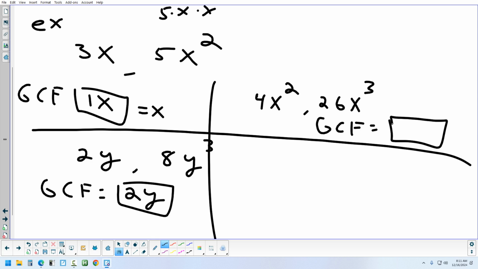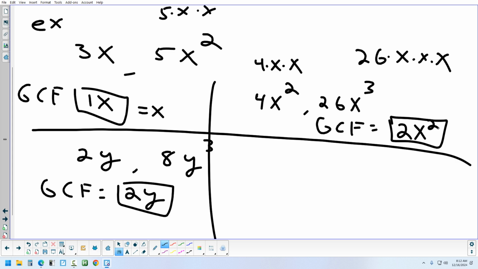So the GCF can't be bigger than 4. Because if a number is bigger than 4, it won't go into 4. So it can't be any bigger than 4. Oh, 2. Yep. Sorry, I didn't understand the question. So the biggest number that goes into 4 and 26 is 2. And how many x's do they both have in common this time? Yeah, 2. Think of it like this, 4 times x times x, and 26 times x times x times x, and you write down how many they both have in common. So that's the GCF.